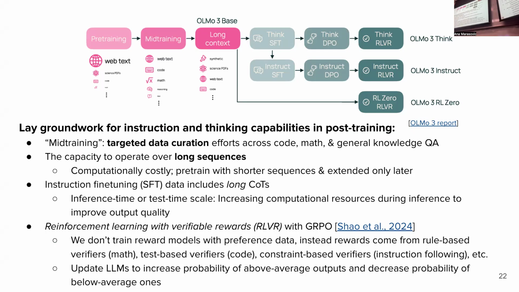Each one of these responses gets a certain reward. Then you calculate the average reward across all of these responses. And then you promote the probability of the responses that are above average, and otherwise you don't promote the probability of the other ones. That's the idea behind GRPO.